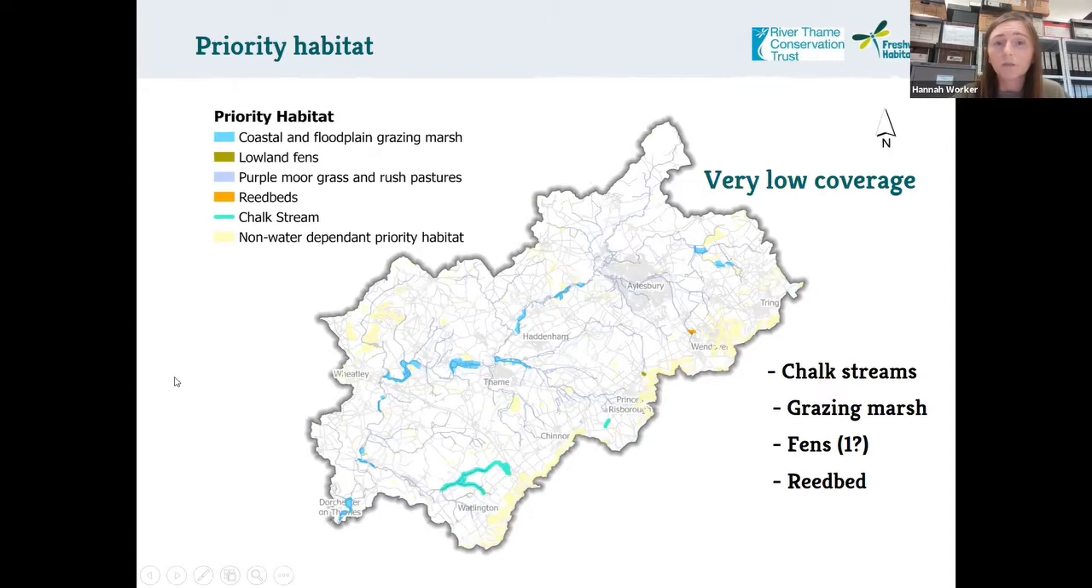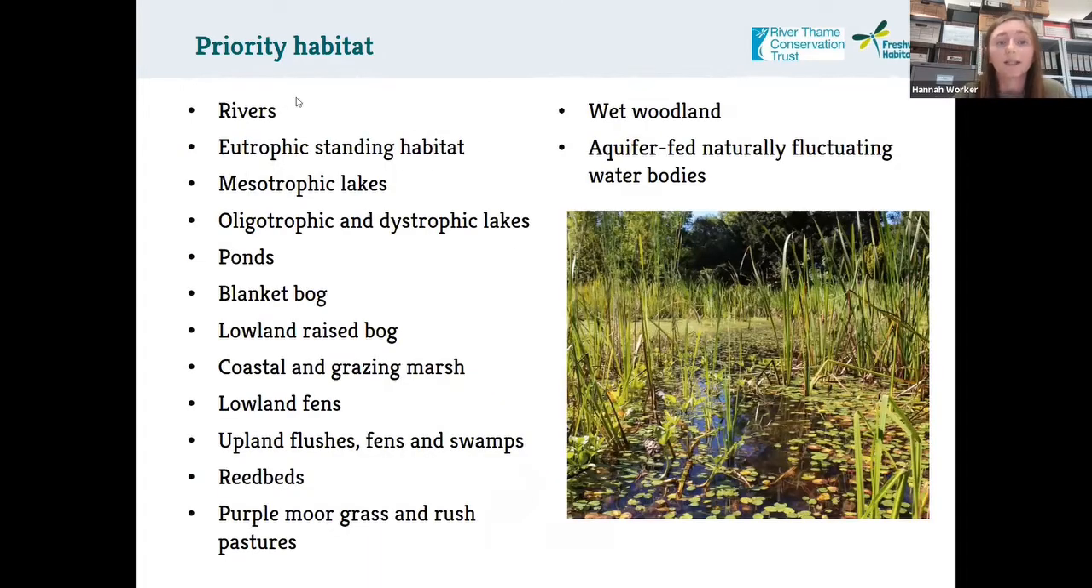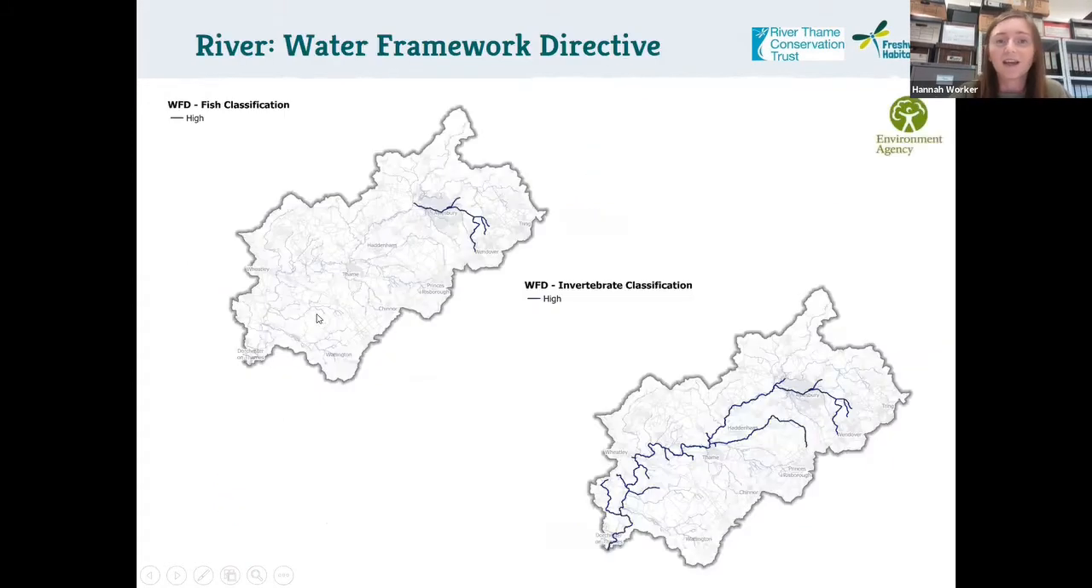The next thing is to bring in priority habitats. So in the Thame catchment, we don't have a huge number, and there's a longer list on the next slide, but we do have quite a lot of floodplain grazing marsh along here, some chalk streams along here, and also some small pockets of fen and some reed beds, but it's quite large areas where it's just quite an intensively used landscape. So yes, this is the full list of everything you would look for. It's just in the Thame we don't really have any blanket bog and that kind of thing.